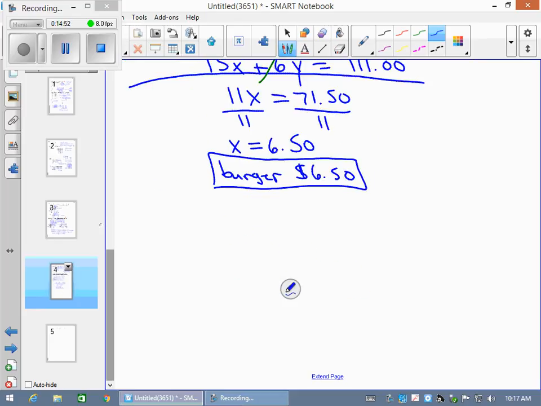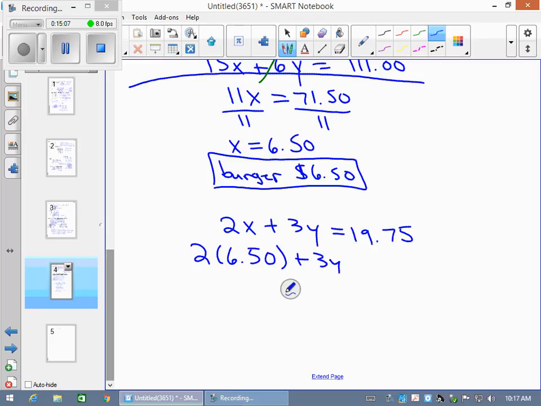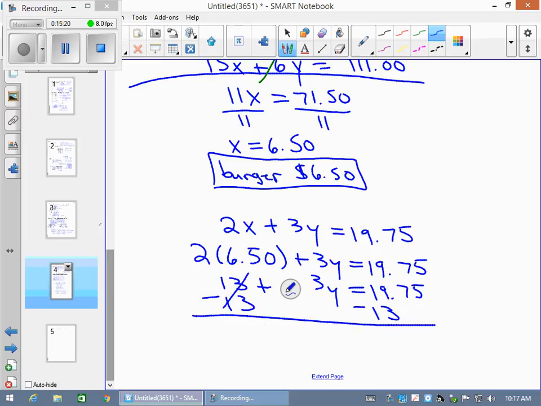I'm going to plug into either original to solve for that. I'm going to take my first original, 2x plus 3y equals 1975. I know my x value now is 650. Plug that in, and I should be able to find the cost for y. So 2 times 650 is 1300. 1300 plus 3y equals 1975. I'm going to subtract the 1300 to isolate the y value. So 3y equals 675, and then divide by 3. So y equals 225. That means fries cost $2.25.